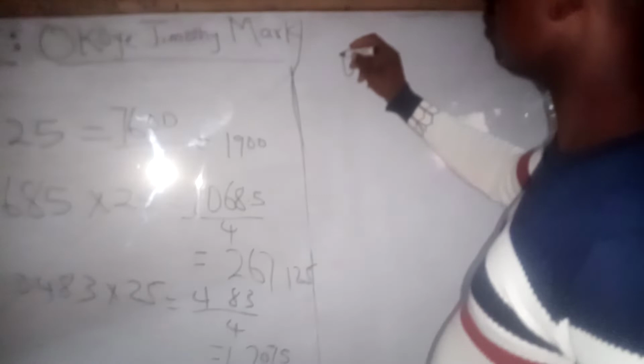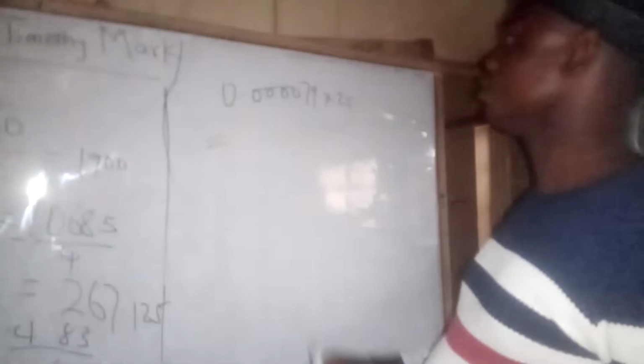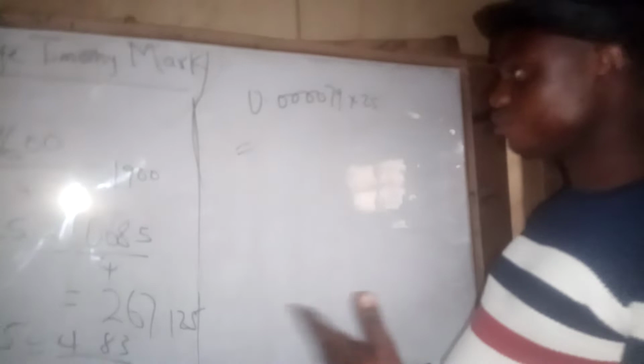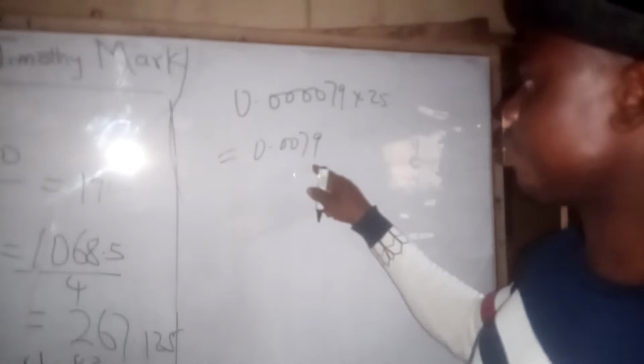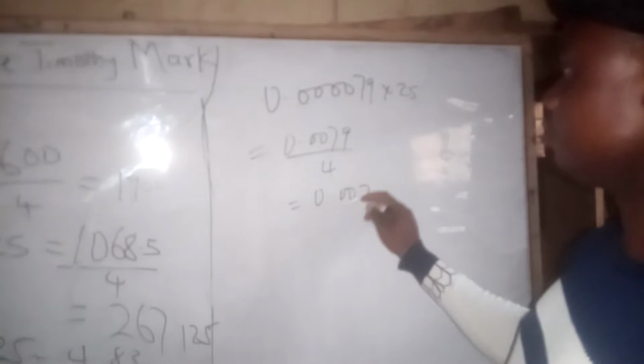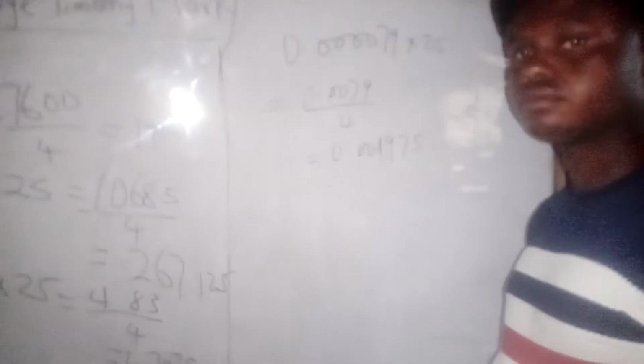So even if you have something like 0.0000079 times 25, no problem. Remember I said multiply by 100 and divide by 4, since 25 is 100 over 4. And this is decimal parts. Remove two decimal places. If you have 5 by 10, you remove one decimal place. So when you remove two decimal places, the two zeros disappear. So you have 0.00079. This is also 5 by 100. Then divide by 4. That becomes 0.0001975. That is the secret of multiplication by 25.